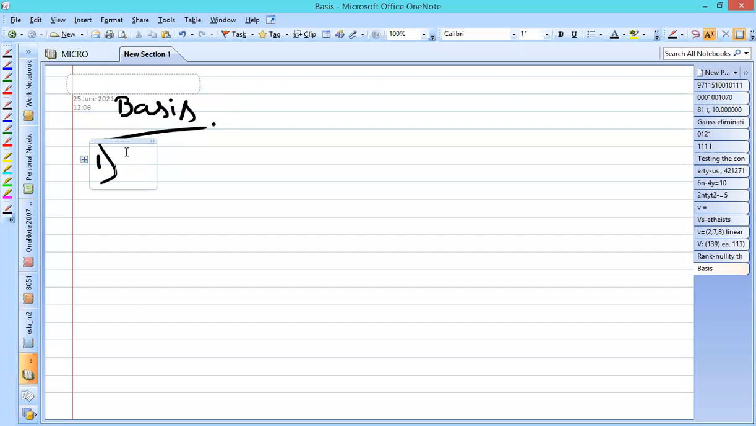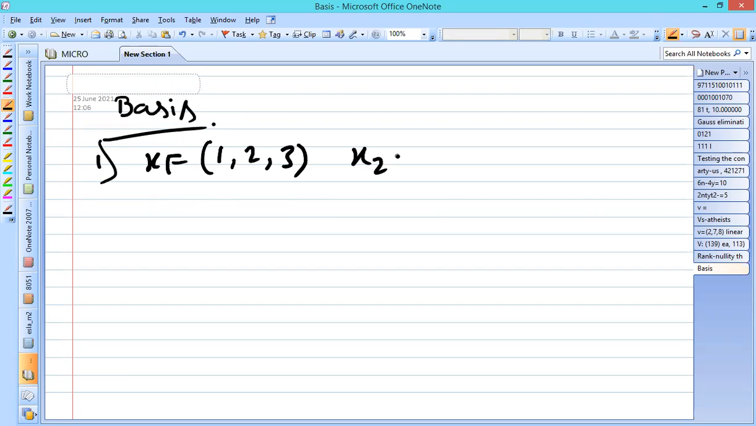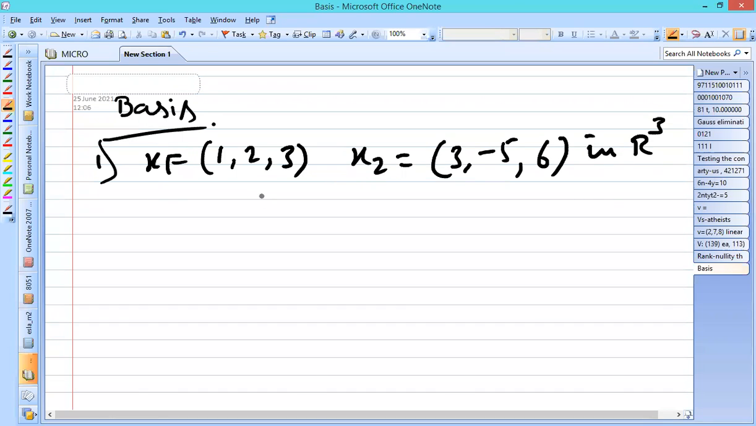So the first one is the basis. Here the first problem is: determine whether or not each of the following forms a basis. x1 is given with the set 1, 2, 3. x2 is with the elements 3, comma, minus 5, comma, 6. Determine whether or not x1 and x2 form a basis in R3. Yes, what is your answer for this? Whether it forms a basis or not.